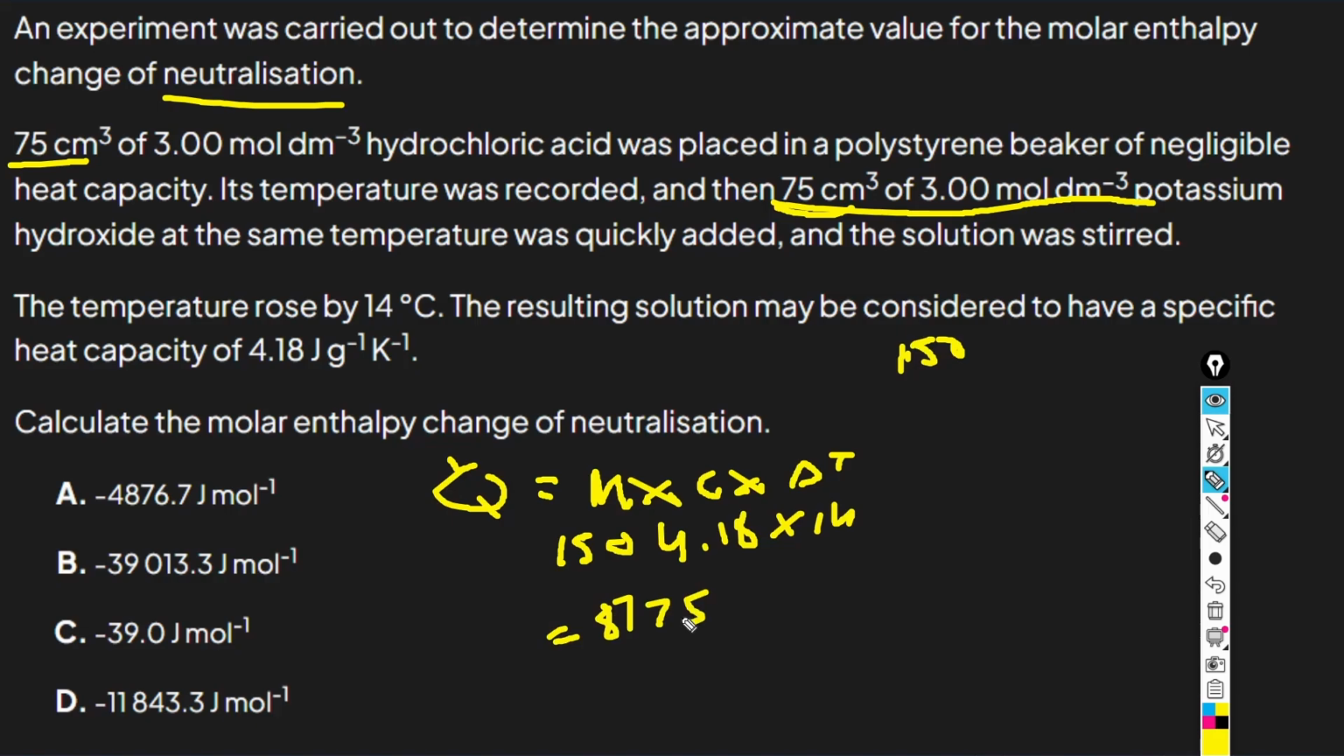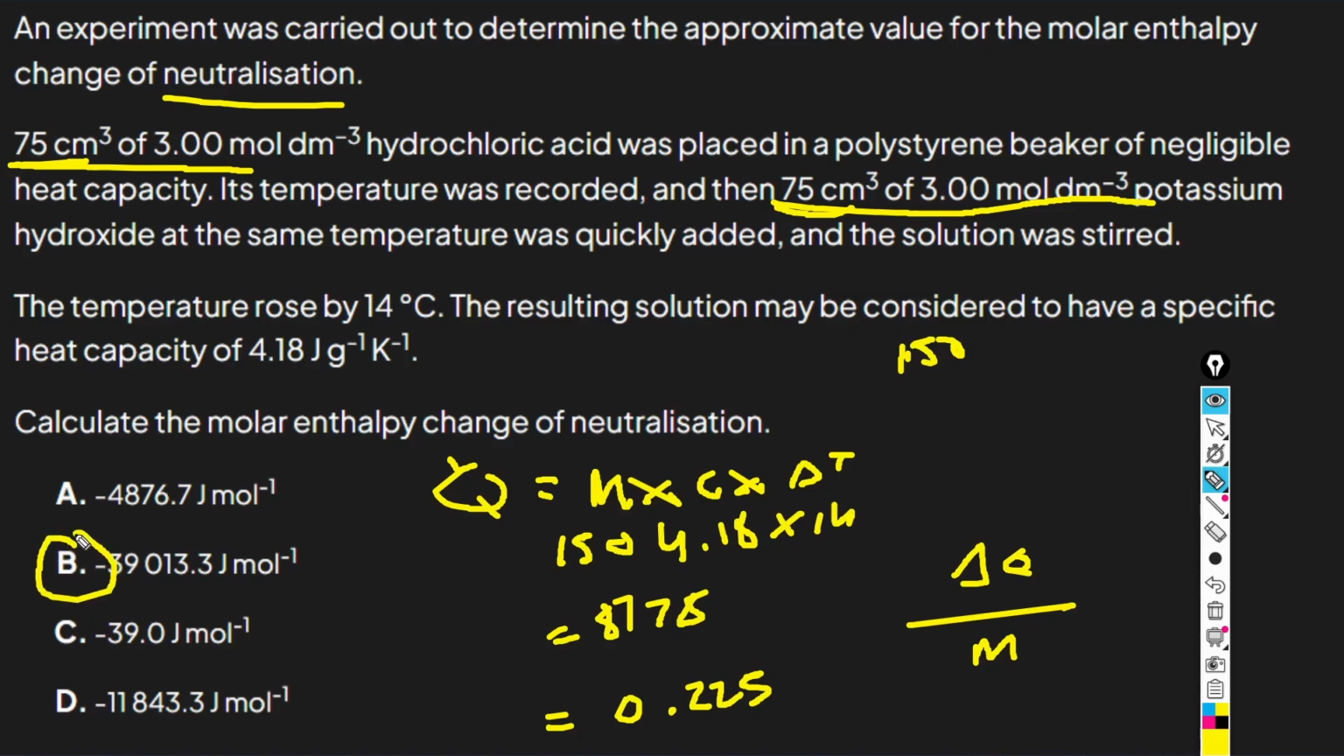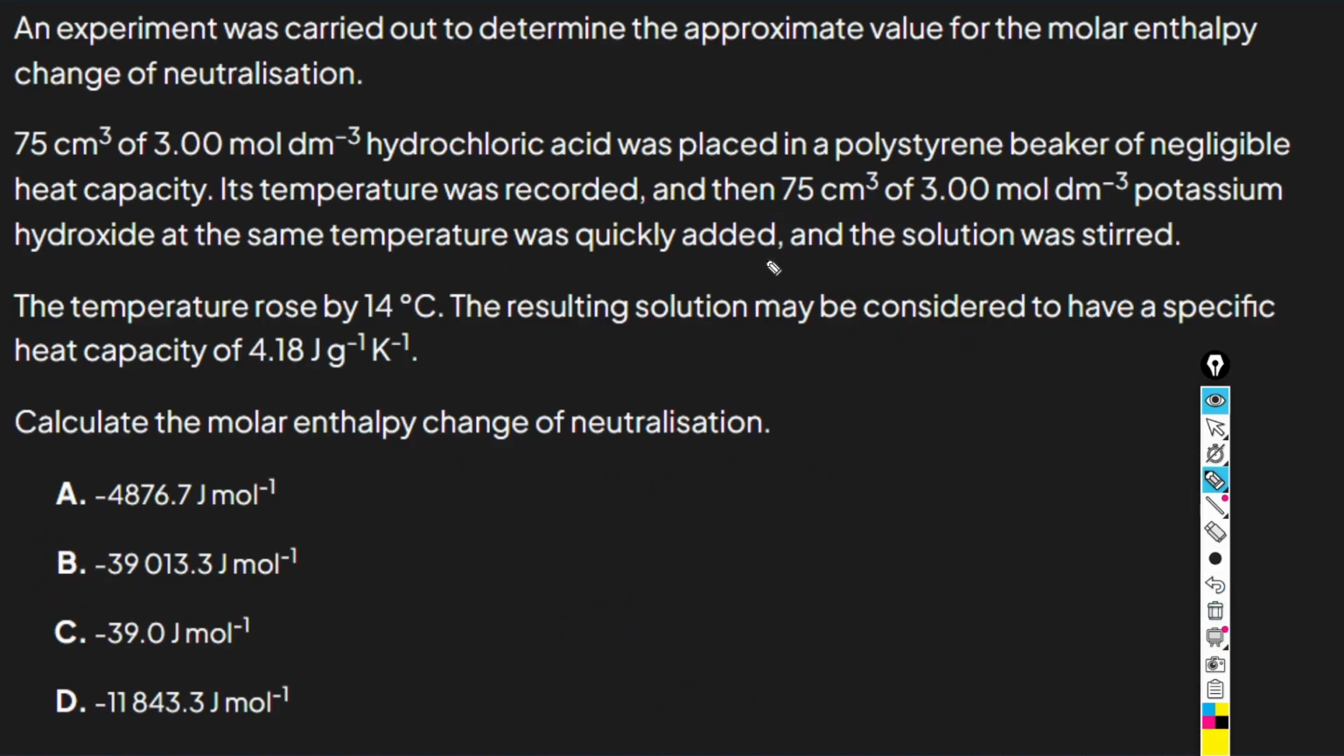8,778. Now, to find the enthalpy, it's the change in energy over the moles. And how do you find the moles? Since there's an equal number, if you write the equation, it's a 1-to-1 ratio. We need to find the moles of this. Let's take the hydrochloric acid, which would just be 75 over 1,000 times 3, 0.225. So we can calculate the enthalpy, which is 8,778 divided by that, which will give us 39,013 joules per mole, or option B. Now let's just move on to the next question.